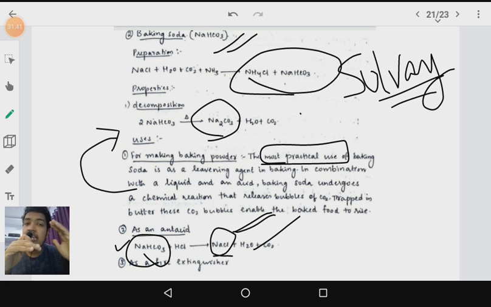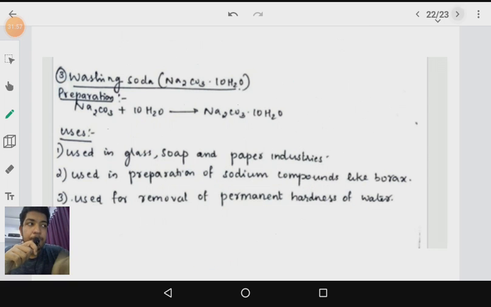Once again, the preparation of baking soda is from NaCl by Solvay process. Decomposition gives CO2 gas, that is why it is used as baking powder. It can also be used as an antacid because it's a base, so it can neutralize the effect of the acids in our stomach, and it can also be used as a fire extinguisher.